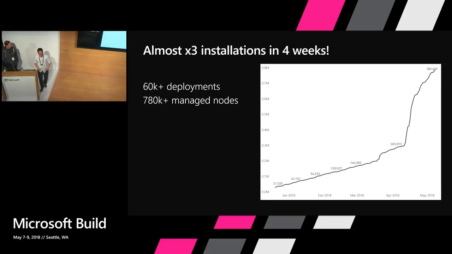We've just announced GA 4 weeks ago. We've been in technical preview for exactly a year as Project Honolulu. 4 weeks ago, we announced general availability. And since then, our deployment and installations have tripled. We're seeing 60,000 deployments and more, and almost 800,000 managed nodes being managed by Windows Admin Center currently.